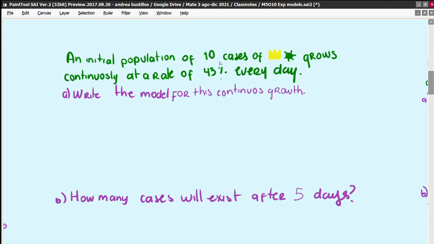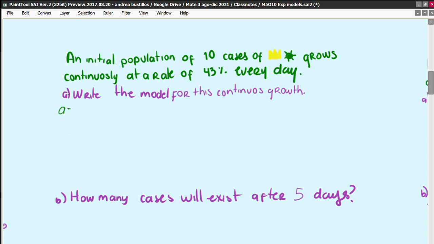Second set of exercises. In this first one, from now on, we're going to start working by first creating the model and then answering some questions about that model. So the first thing is telling me that the initial population of cases of COVID was 10 cases, and it grows continuously at a rate of 33% every day. So let's start writing the data.